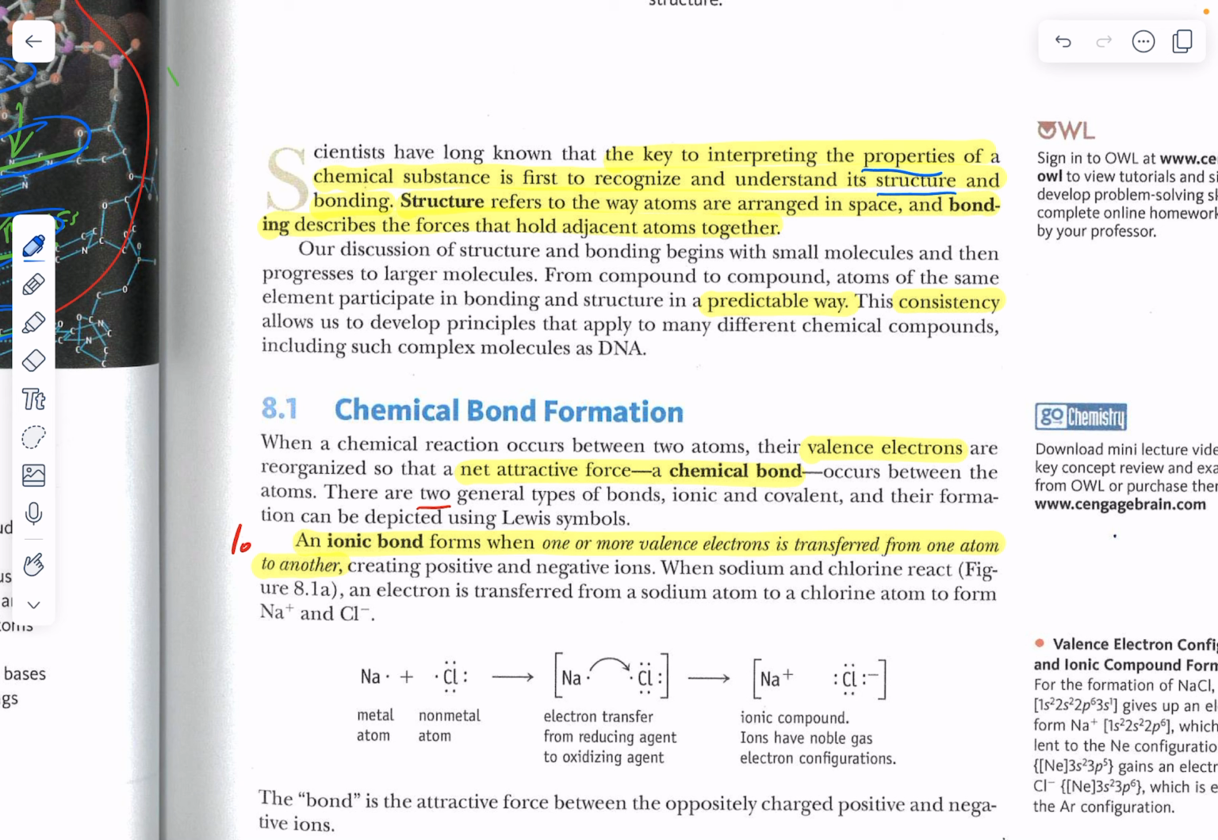So structure is going to determine the ways in which the atoms are arranged in three-dimensional space. And bonding is going to describe these forces that hold the adjacent atoms together, as well as forces that hold individual molecules together. Now, key to all of this is the fact that this is very predictable. If something is predictable, that means it's following a rule or a law. And that rule or law, in order for something to be predictable, has got to be true from day to day and place to place. If you have a different rule of bonding every single day, or in every single different country, or every single different temperature, or every single different situation, that's not going to be very predictable, not going to be very, very helpful.